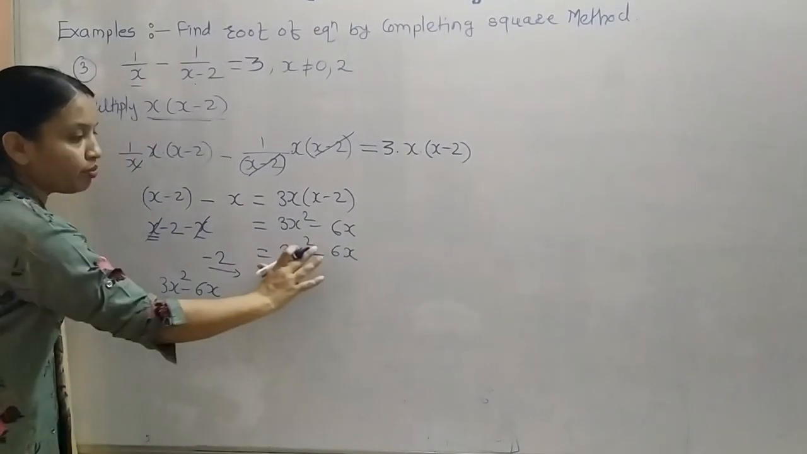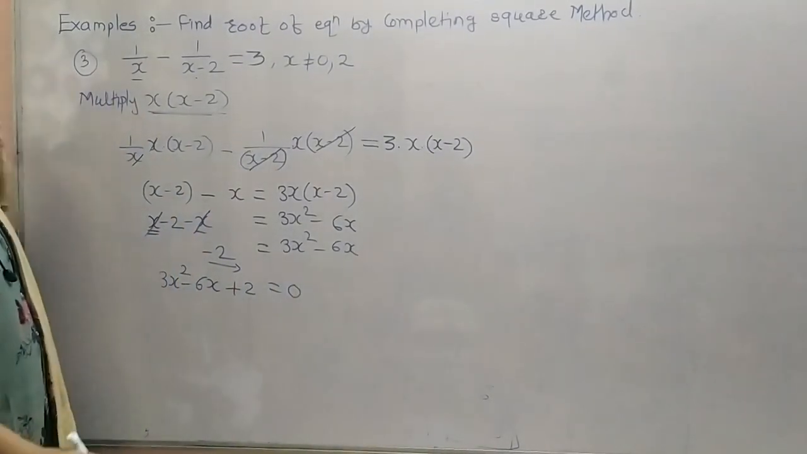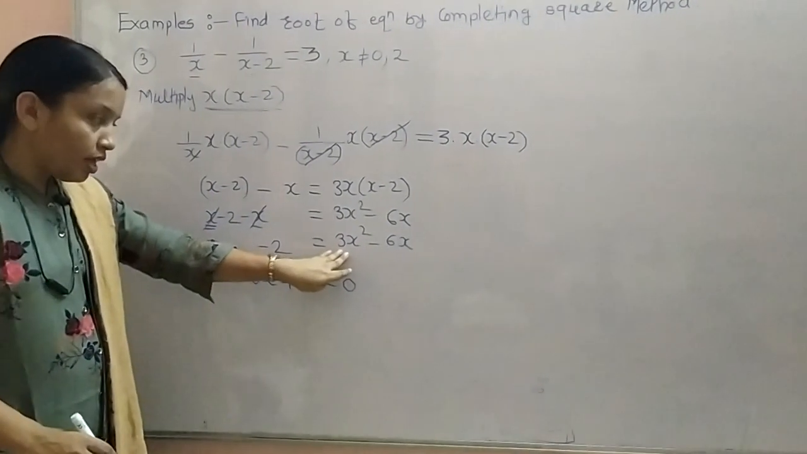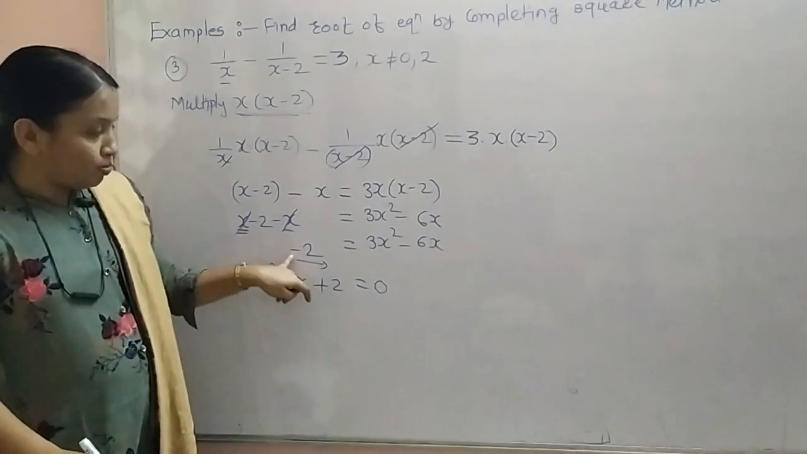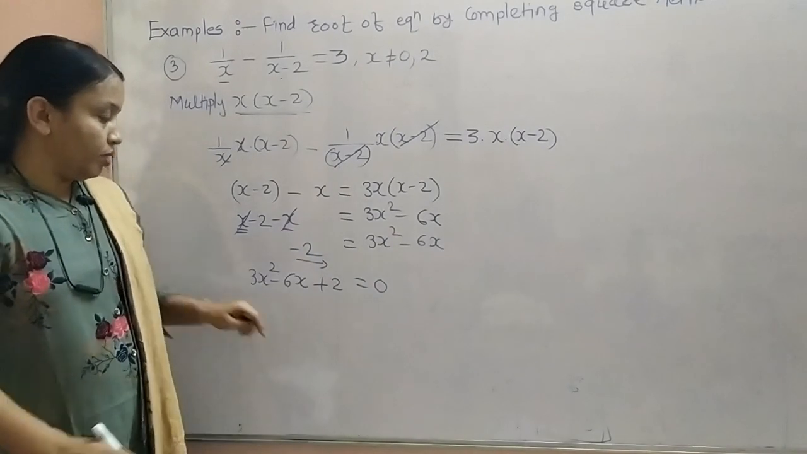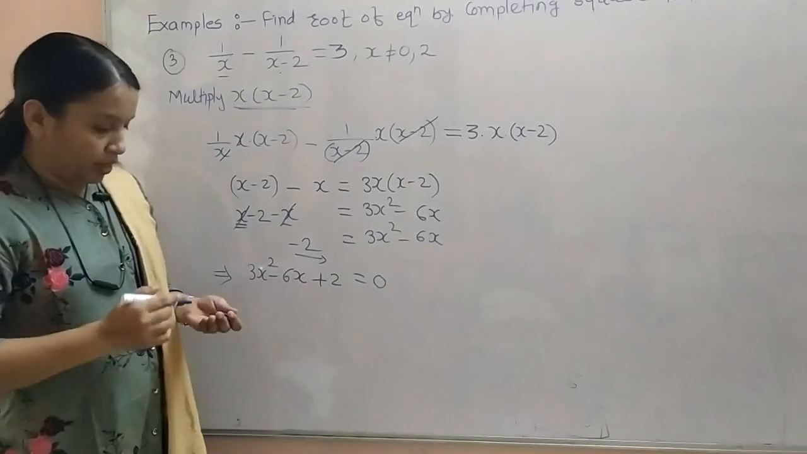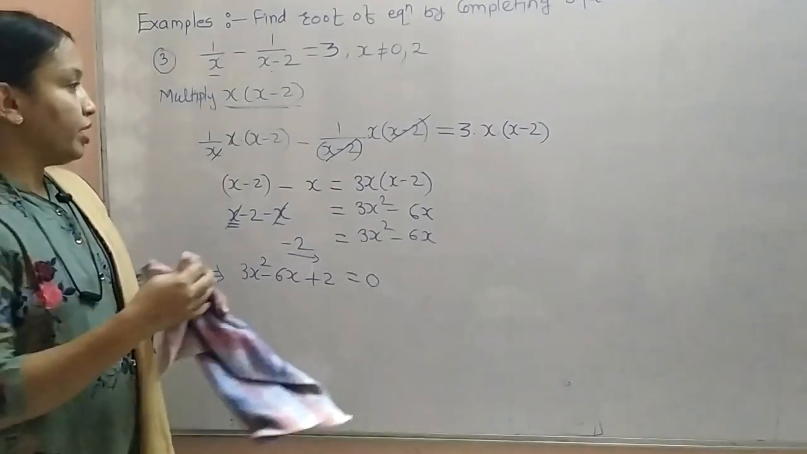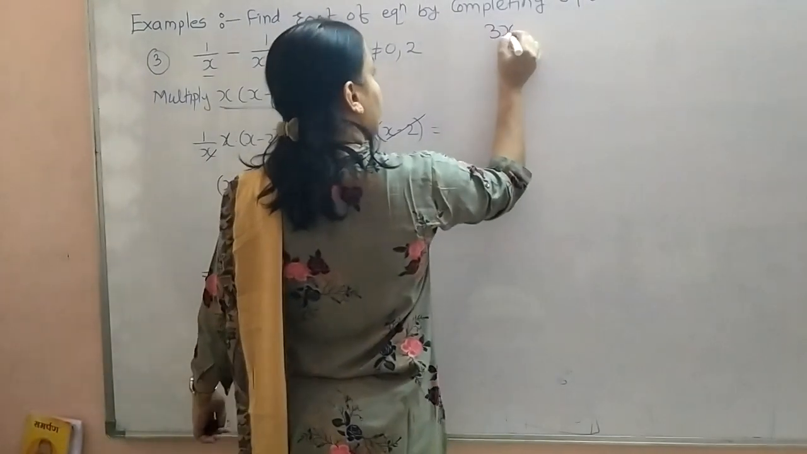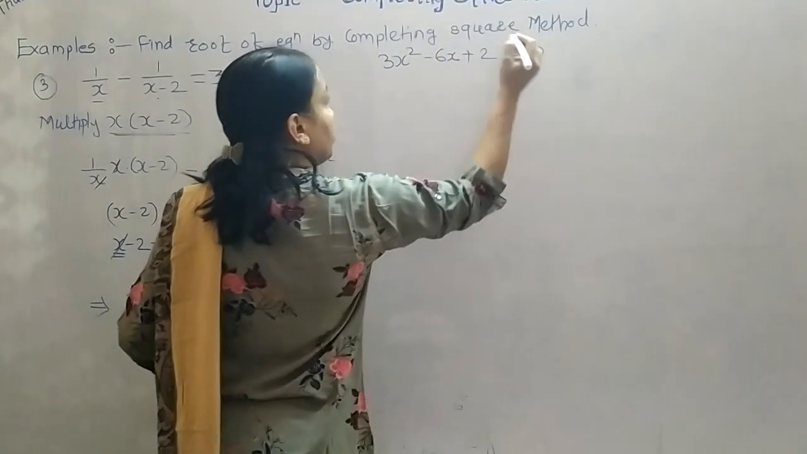But I am rearranging properly. Plus 2 equal to 0. Because x square, if you are taking this side, x square is not negative. So we are taking 3x square minus 6x. This minus will be plus here, that is plus 2, and equal to 0 because 0 remains here. Now we can solve this equation by the completing the square method. Now 3x square minus 6x plus 2 equal to 0.